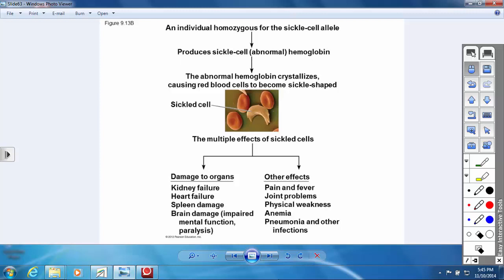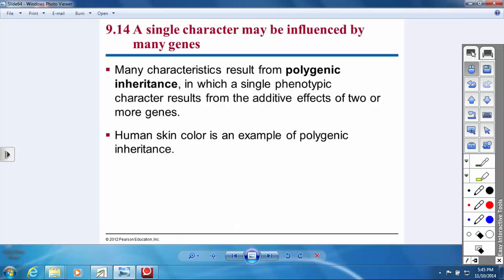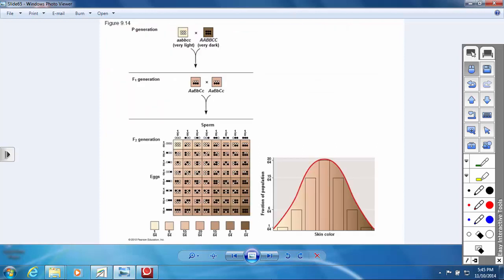So different things from sickle cell, kidney failure, heart failure, spleen damage, all sorts of things can happen. So when you have a lot of characteristics from one gene, that's pleiotropy, versus polygenic inheritance, which is a single phenotypic character that results from the additive effects of two or more genes. So now you have multiple genes creating a single character instead of pleiotropy, which is one gene that creates several characters. So human skin color is polygenic inheritance. You get this kind of mixture and you start to see the mean around a certain pigmentation.